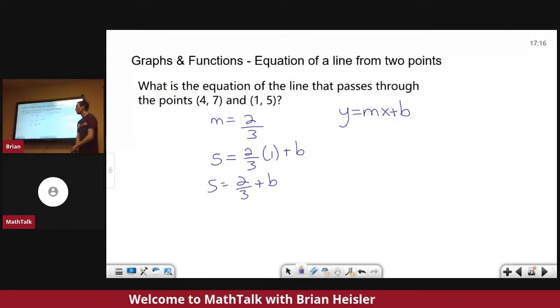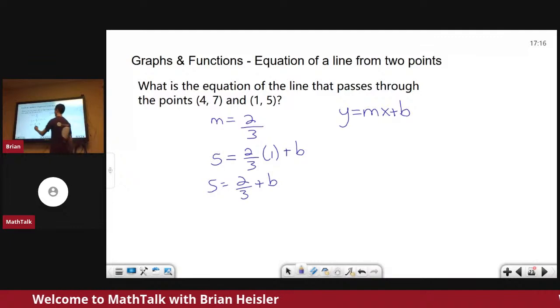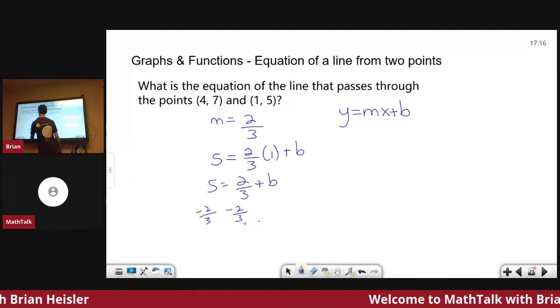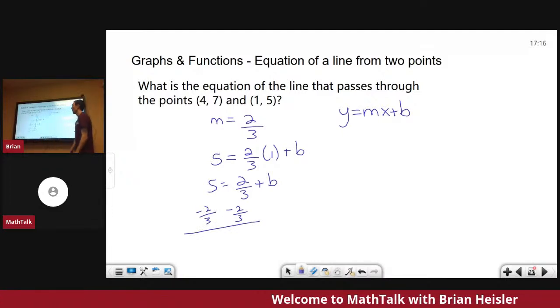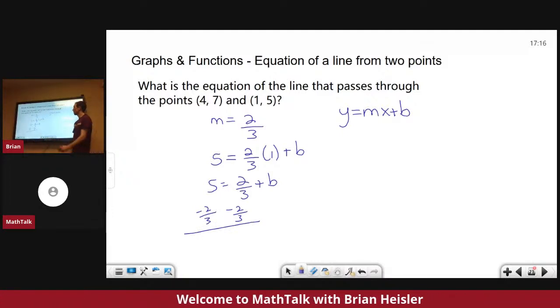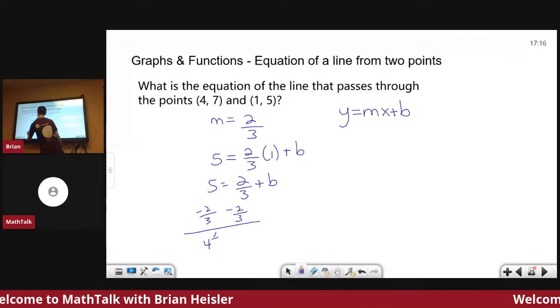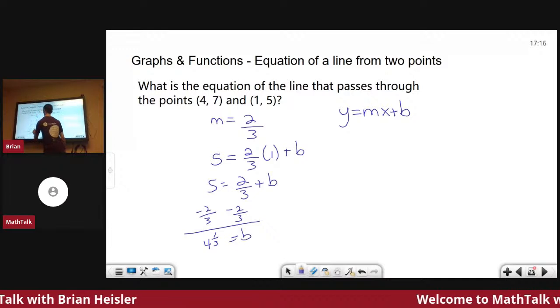To get b by itself, I just subtract off 2/3 from both sides. And I have then, what is this? That's going to be 4 1/3 equals b.